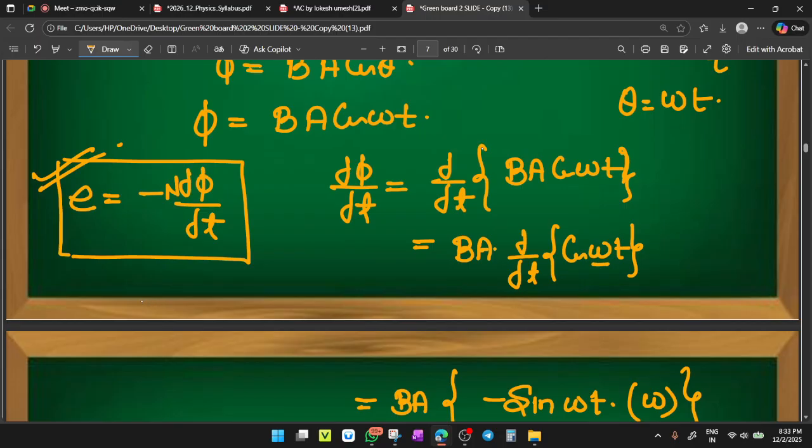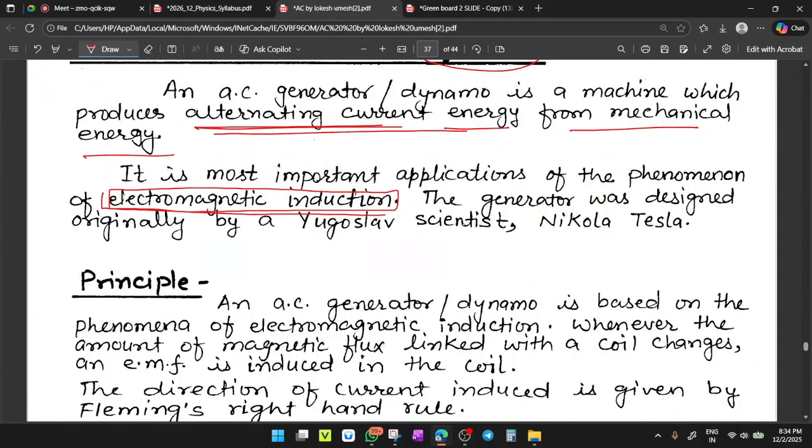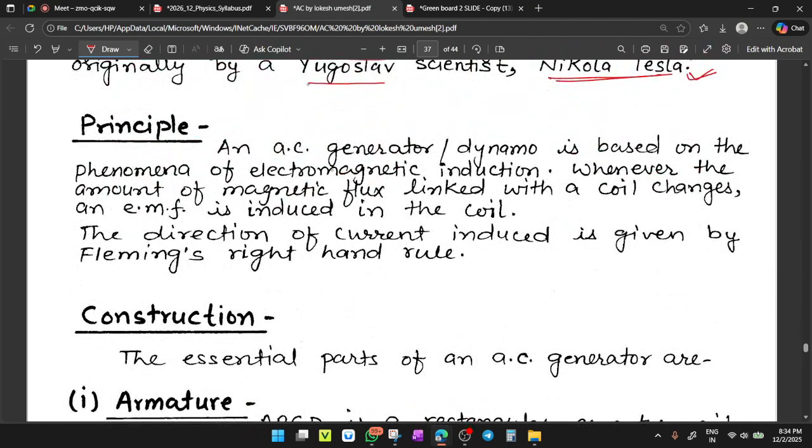So it uses the concept of electromagnetic induction. The generator was designed by a Yugoslavian scientist called Nikola Tesla. Nikola Tesla designed this generator. Principle: an AC generator, or dynamo, is based on the phenomenon of electromagnetic induction.